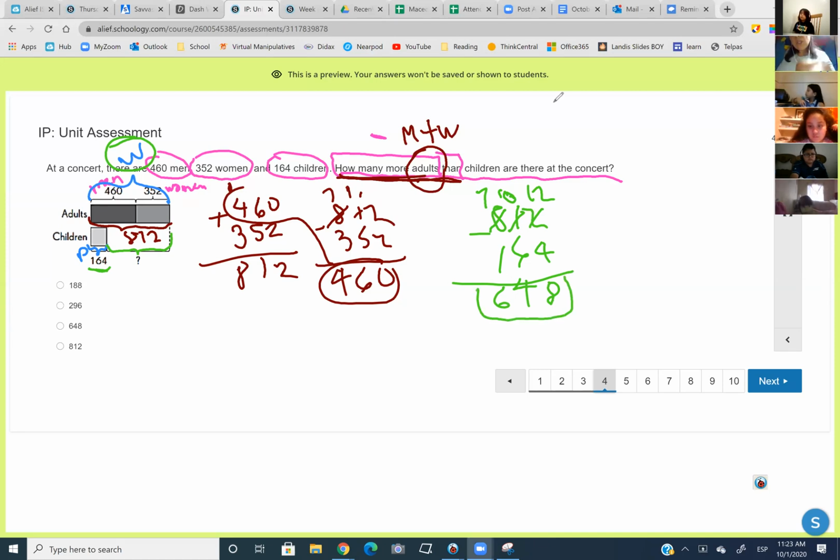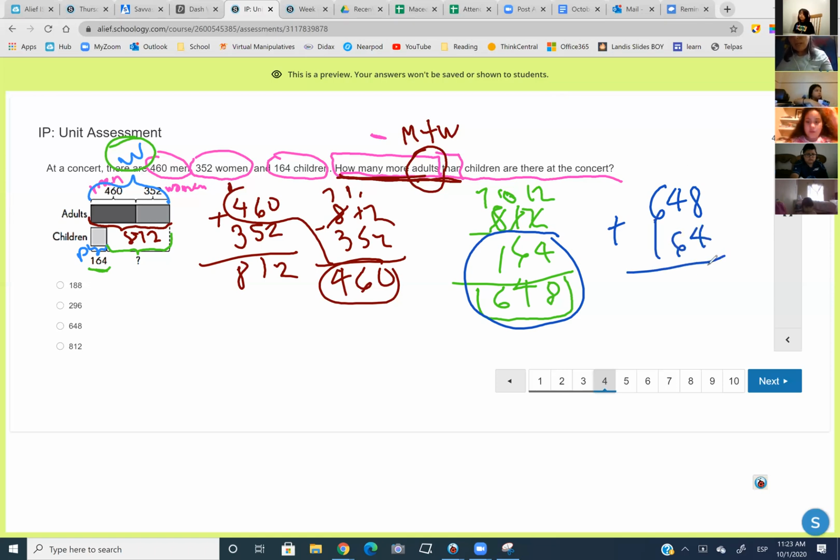I want to make sure. I'm going to add these two numbers now. 648 plus 164, that's 12. That's 5, and 6 is 11, and 8. So 812 is the same as 812, so I'm right. So my answer is 648. So 648, which is this answer here.